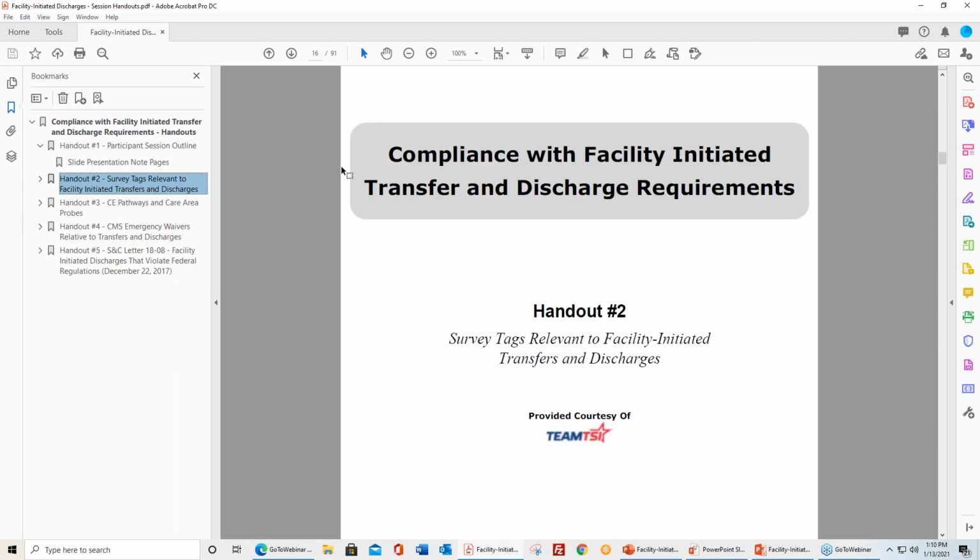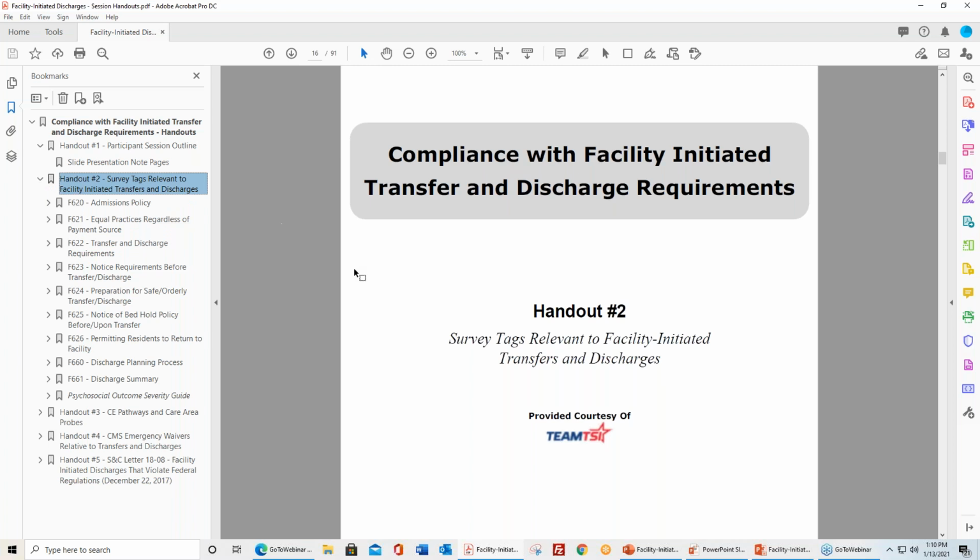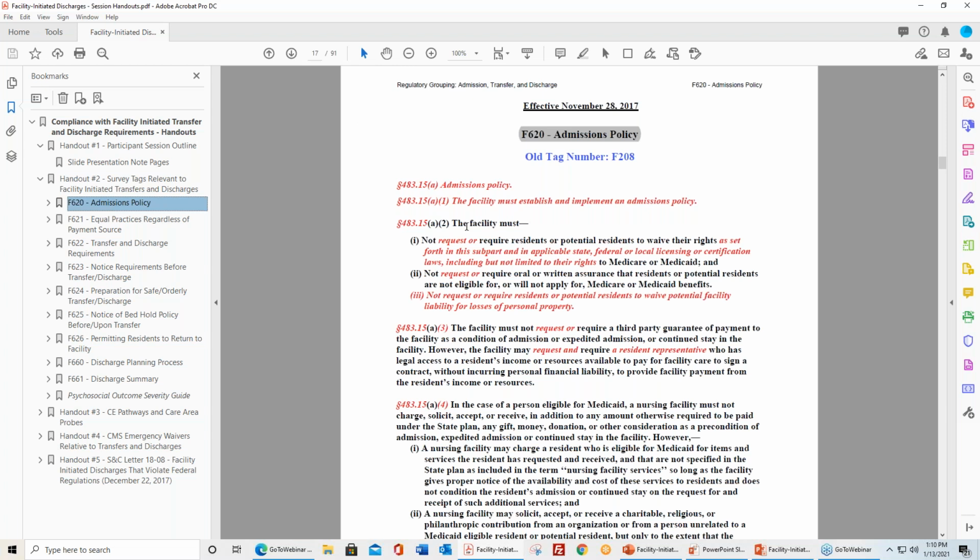The second handout, and this is all one document, by the way, so they're all together, and you can separate them, of course, is your survey tags relevant to facility-initiated transfers and discharges, and we're going to focus a lot of the session there. Let me just look at what handout number 2 contains. It's all of the survey tag numbers. These tags initially became effective November 28, 2017.